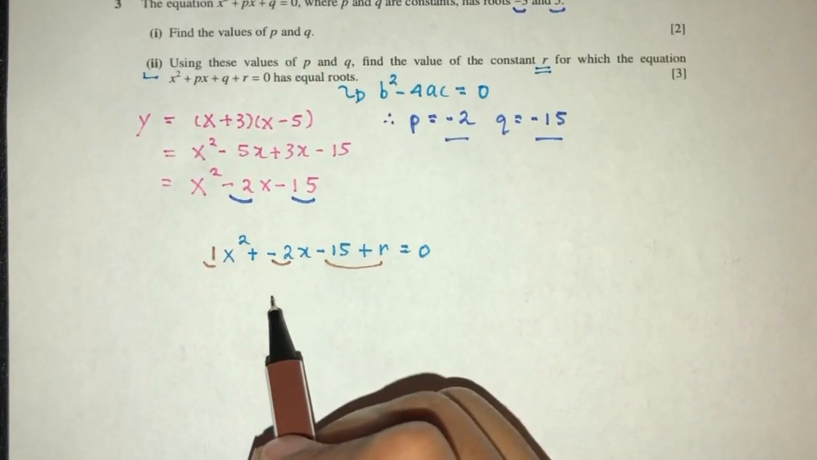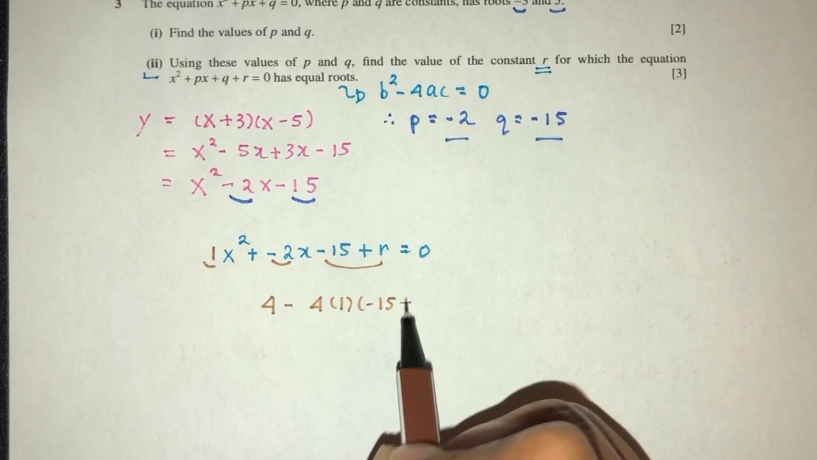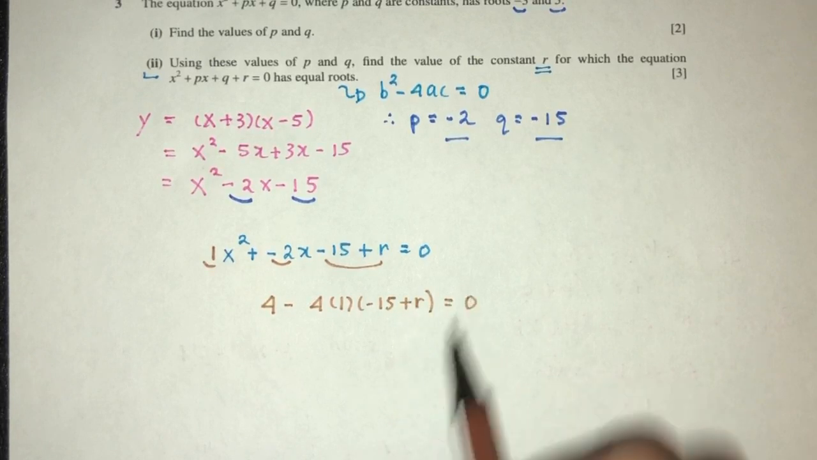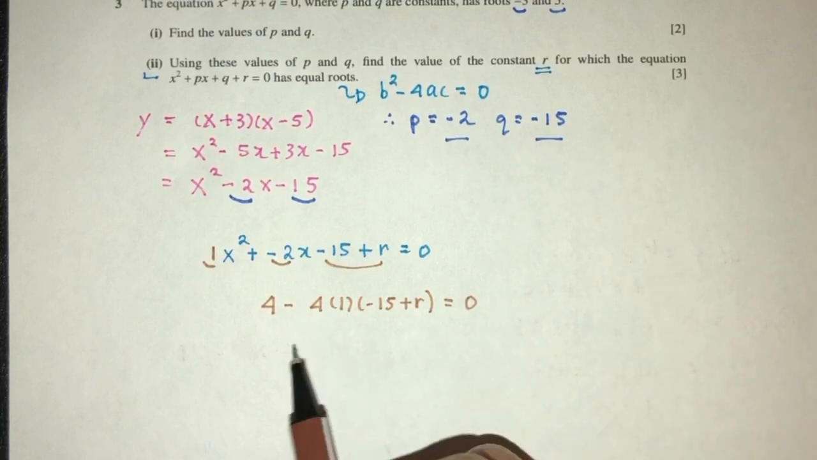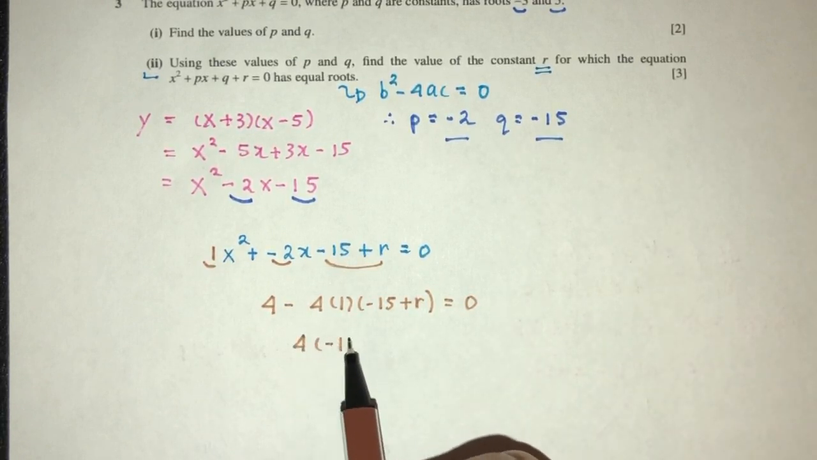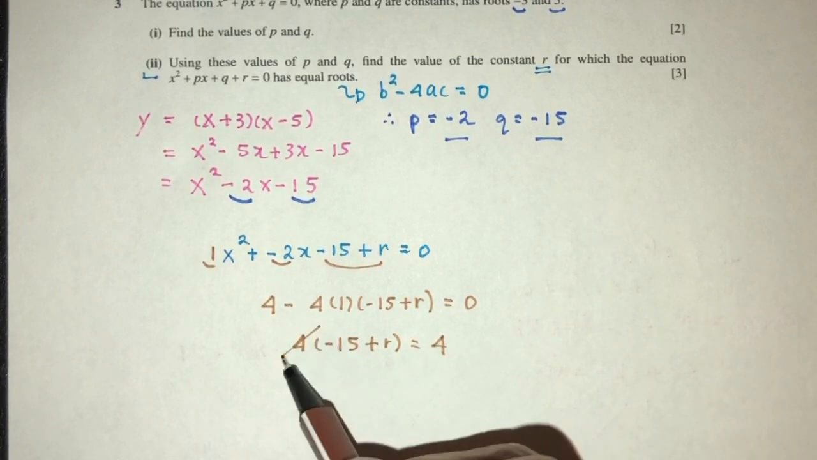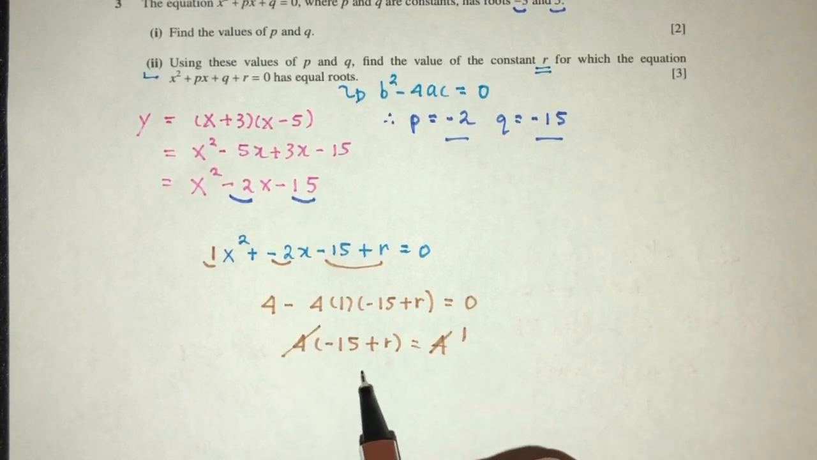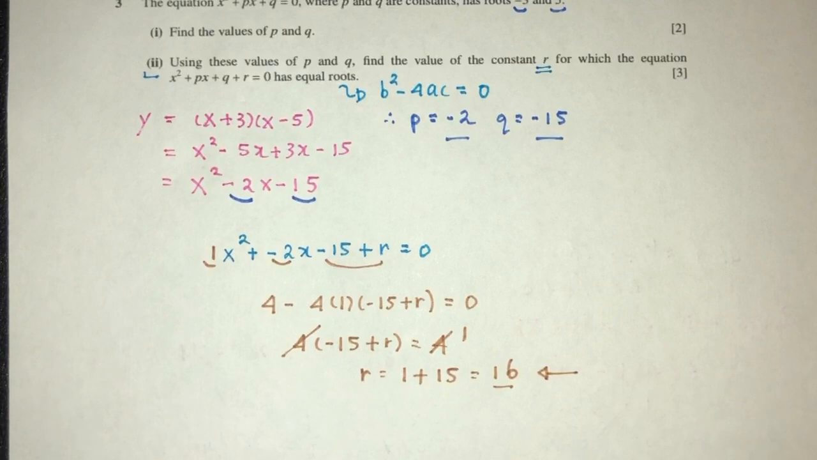So b squared is 4 minus 4 times a times c, which has to be 0. Simplify. We can send this one over here, or this one over here. That will become 4 times (minus 15 plus r) is equal to 4. Divide by 4. This will cancel out. That will be 1 here. And r will be 1 plus 15, and that should be 16. That will be part 2 of your question, finding the value of r.